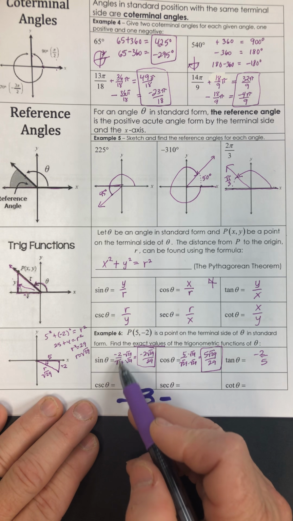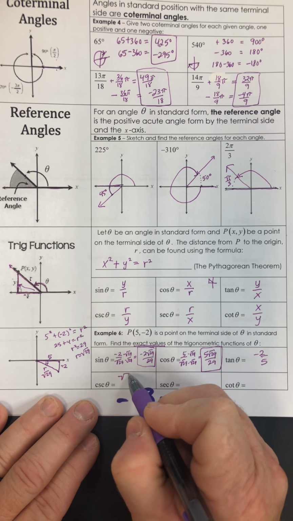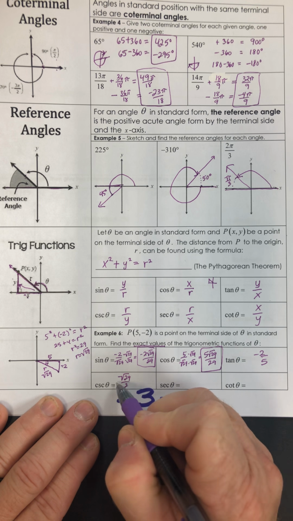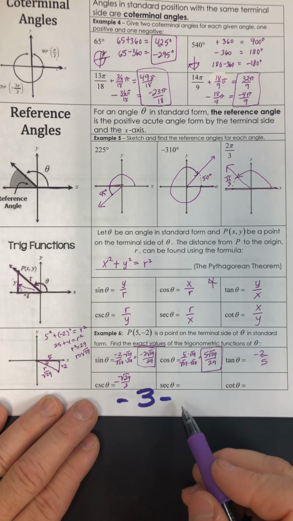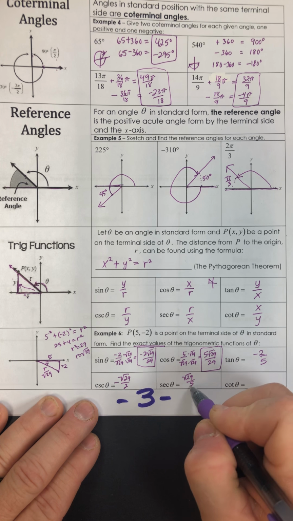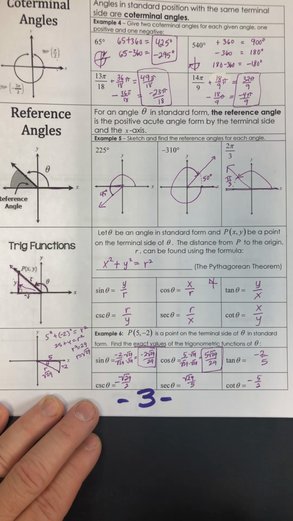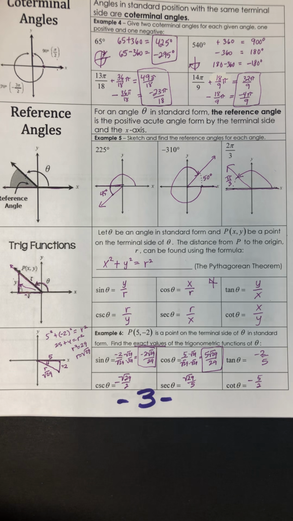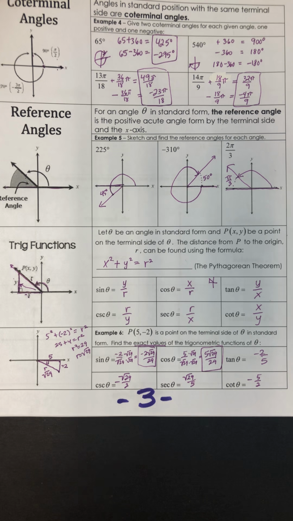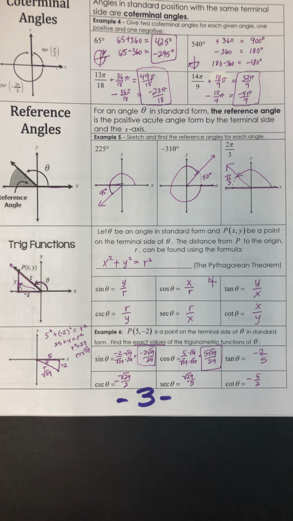Cosecant, we just flip this. So I'm going to go to the original one, negative 2 over square root of 29. Just flip it. Square root of 29 over 2, and it's negative. Secant, flip this one. Square root of 29 over 5. Cotangent, flip that one. 5 over 2, and it's negative. Okay? So we draw the triangle.